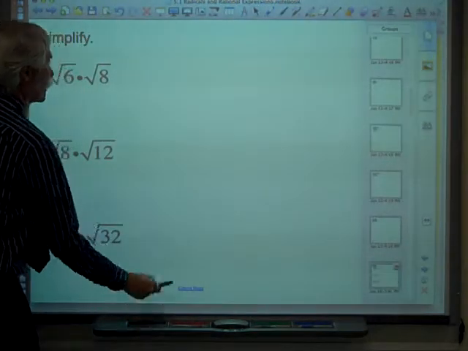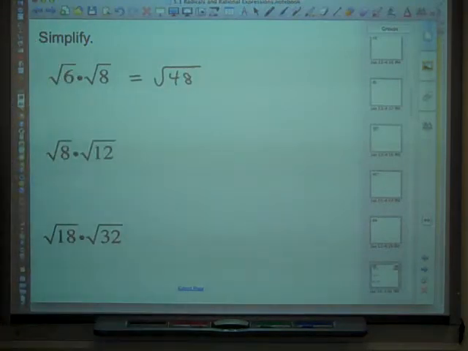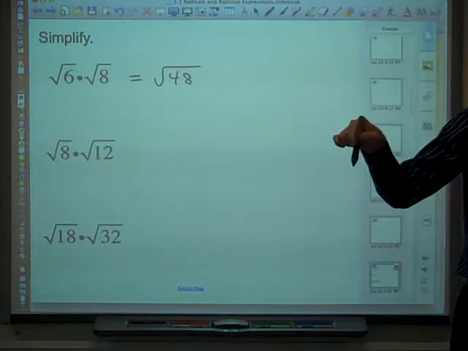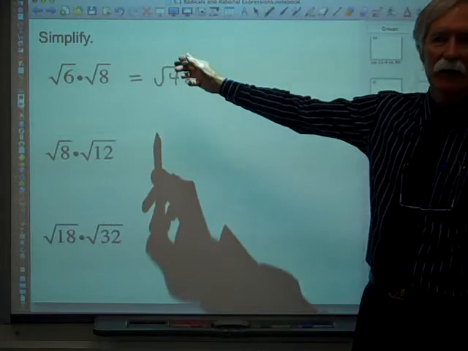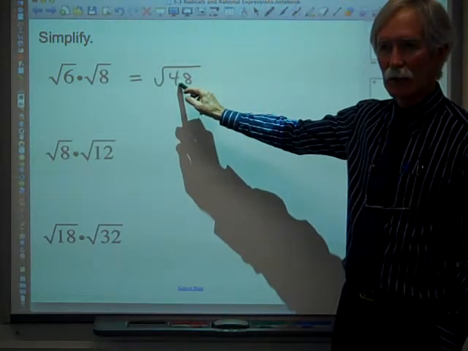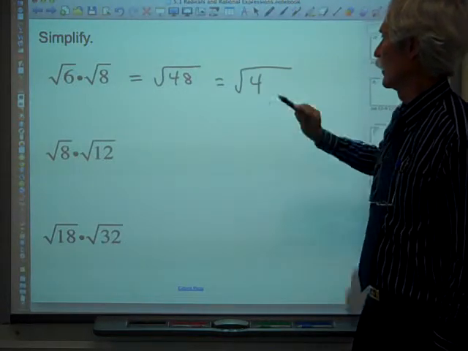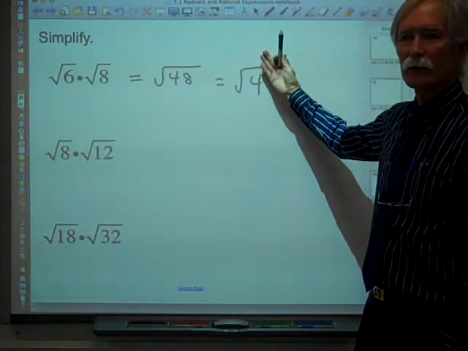Simplifying. Square root of 48. Is it nice? No. But from Algebra 2 trig, we saw we could take this 48 and find perfect squares in there. What little perfect squares are hiding inside 48? Okay, I heard a 4. 4 times, because the square root of 4 is 2.